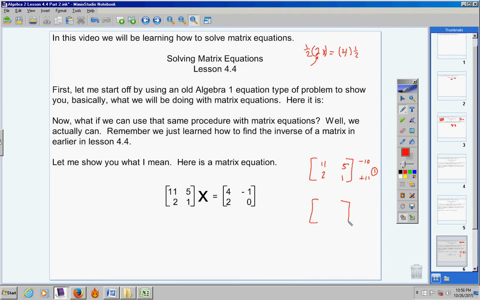Remember, these two numbers here, you change their signs. These two numbers here, you swap places. Okay? Now, you take your determinant and you flip it. Well, 1 is the same thing as 1/1. If you flip 1/1, you still get 1. If you take 1 and multiply it through, it doesn't change anything. So there's your inverse matrix. So if you take this and multiply it by both sides, let me do something real quick here.